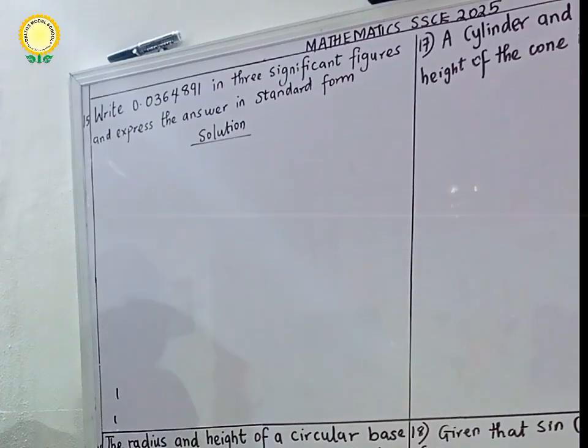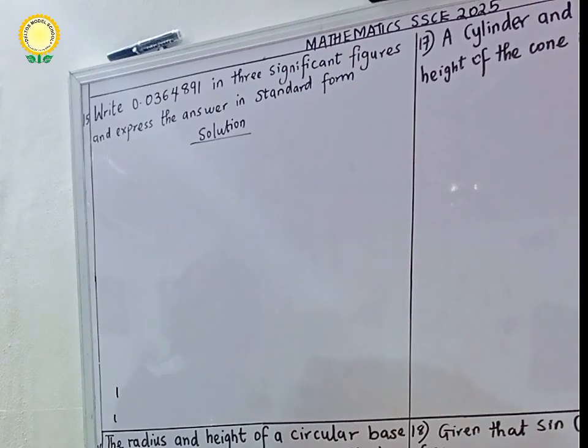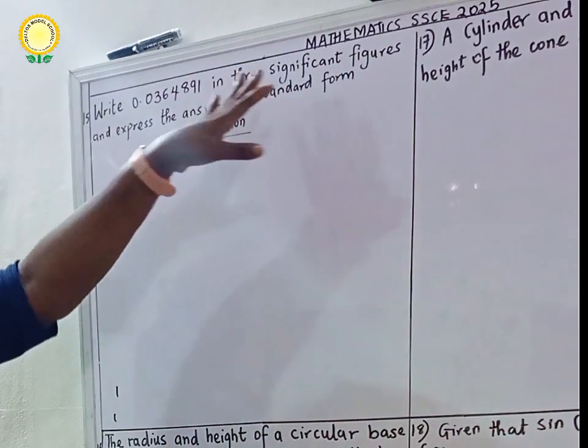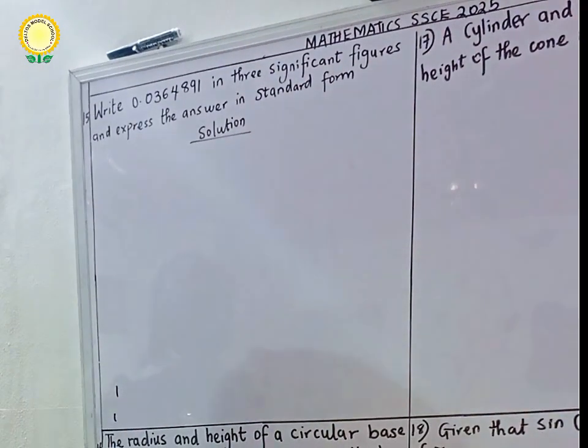Question 15. Write 0.036481 in 3 significant figures and express the answer in standard form. Okay, so 2 things here. You have to write it in 3 significant figures, and then change your answer to standard form.